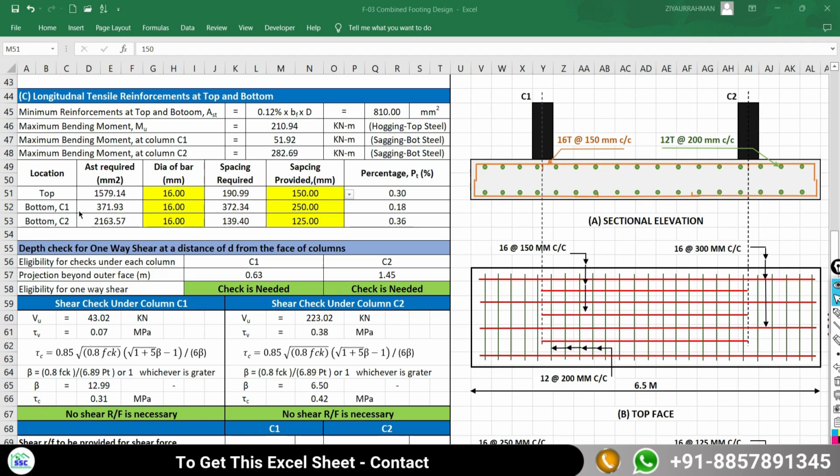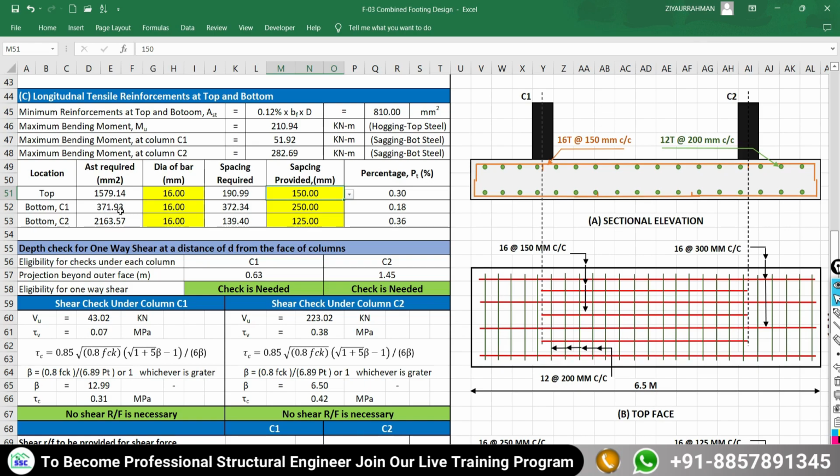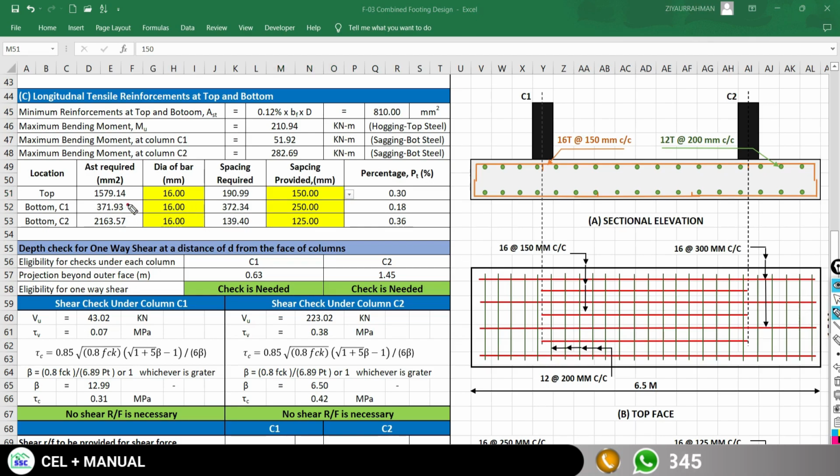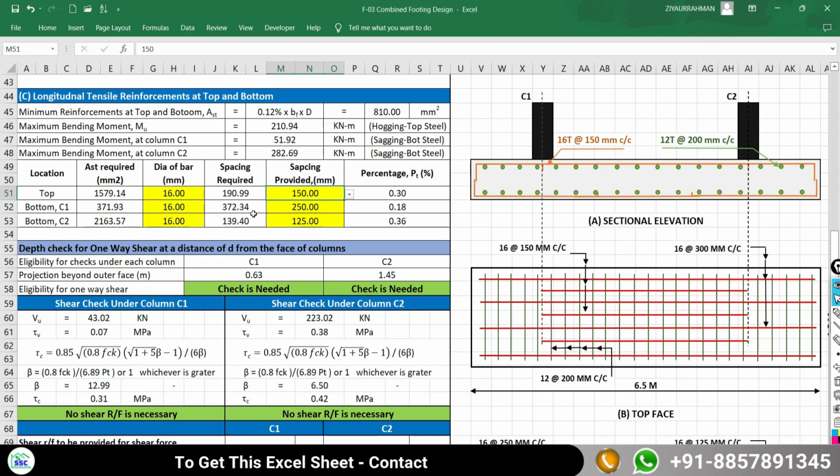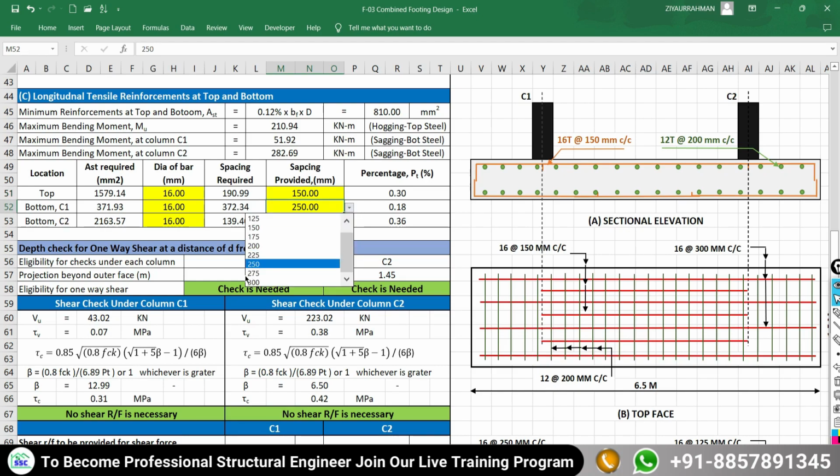Thereafter at the bottom face under the column C1, a sagging moment is there, 51.92, which is very less, and in respect of this moment the design reinforcement is 371.93 mm square and the minimum reinforcement is 810. So your sheet will compare these two and consider the maximum of these two values. If I provide a 16 mm diameter of bar, the spacing required is 372.34 mm, but you are not allowed to provide more than 300. That's why I am going to provide a maximum of 300 mm.